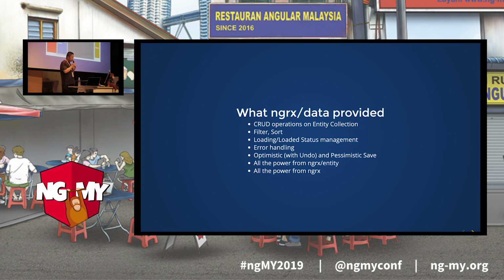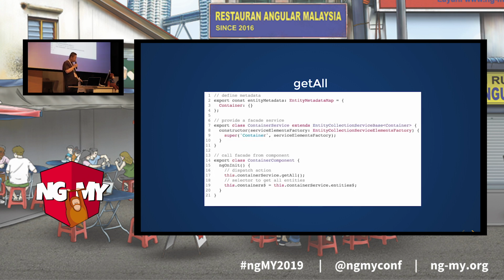The component only talks with a facade service called the entity collection service, which provides the CRUD methods by default. So the component just calls the prebuilt methods from this facade service. Behind the service, this is just NgRx, but you don't need to understand that. You don't need to know that. So everything happens out of the box. This is perfect for us at that time.